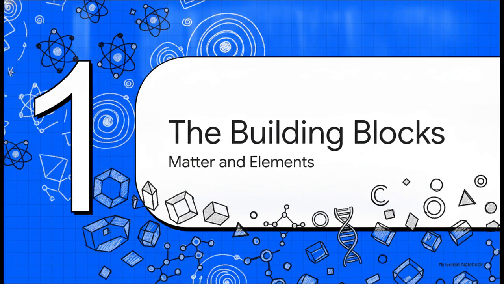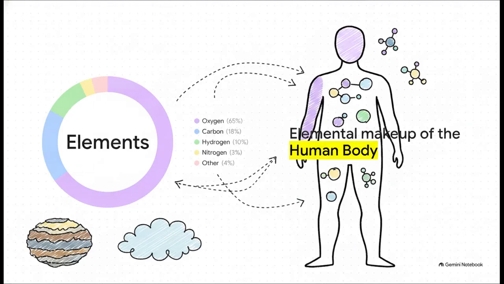Section 1. Meet the building blocks. At its core, all life is just made up of matter. But here's the wild part. Despite our immense complexity, you and I are predominantly built from just 4 basic ingredients. Oxygen makes up roughly 65% of you, carbon 18%, hydrogen 10%, and nitrogen 3%. So together, those 4 elements account for a staggering 96% of your body's mass.